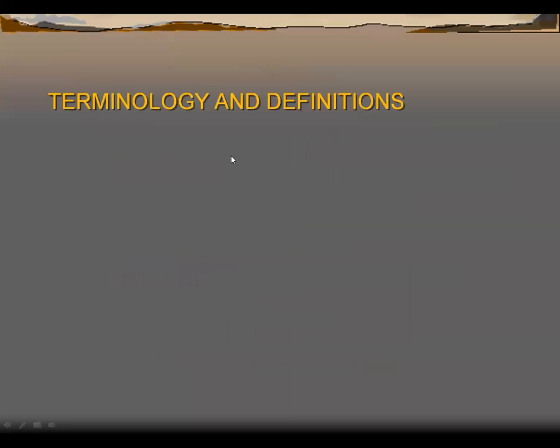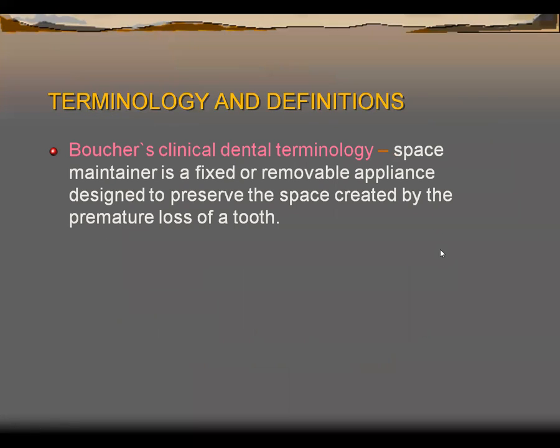First, how can one define a space maintainer? Boucher's Clinical Dental Terminology defines it this way: a space maintainer is a fixed or removable appliance designed to preserve the space. It is basically designed to preserve the space created by the premature loss of a tooth. That is the definition given by Boucher's.